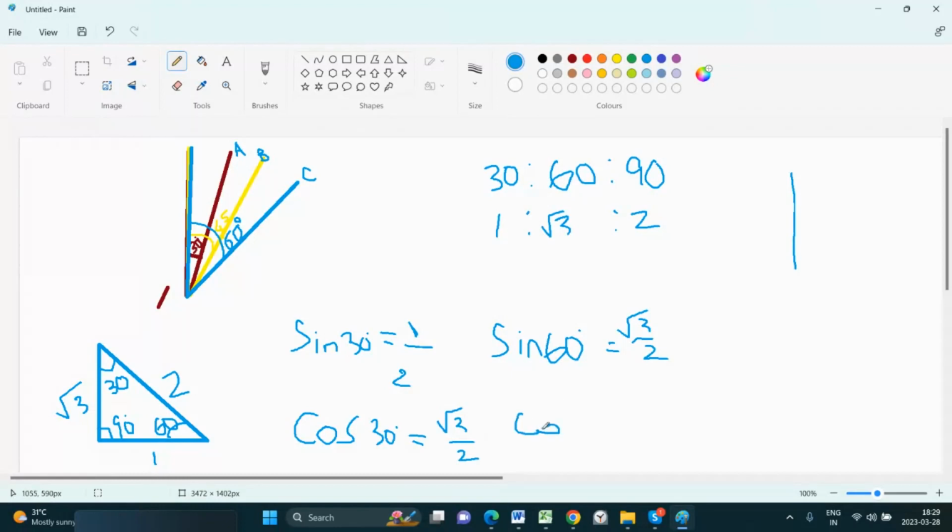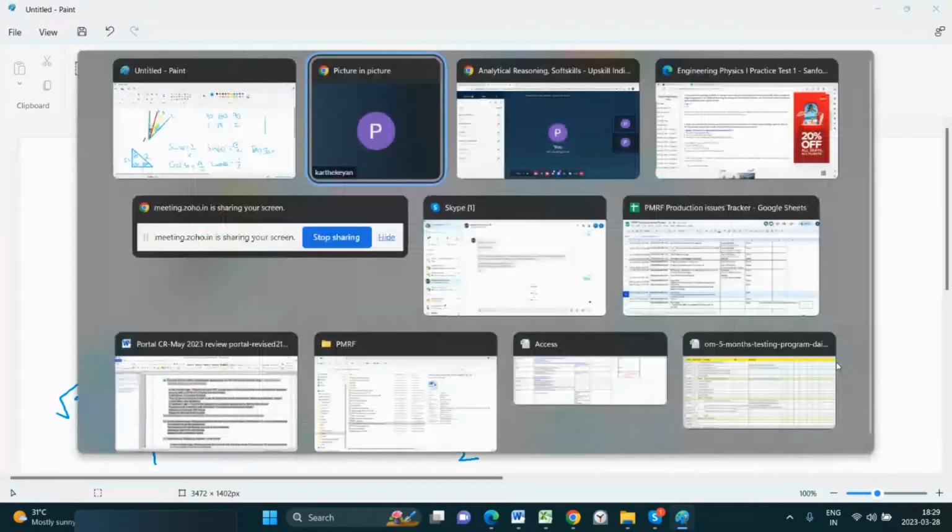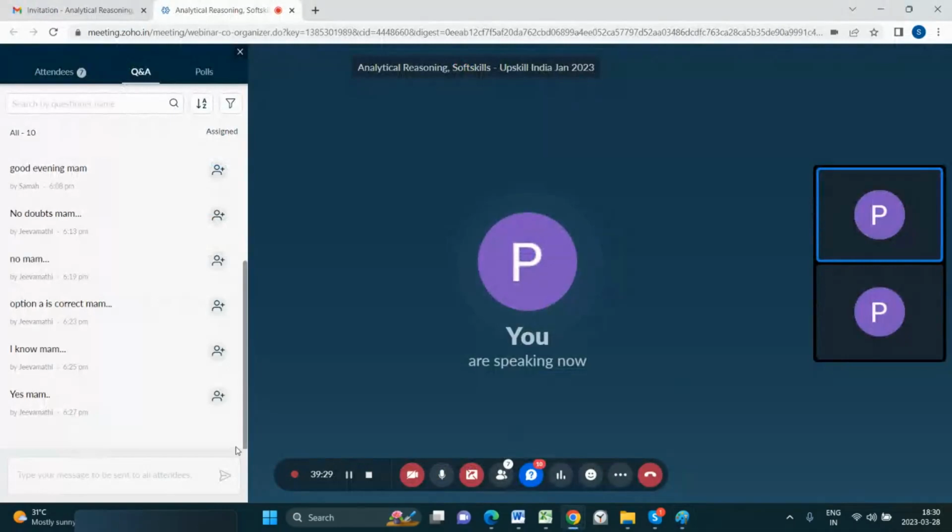Cos 60. See, this is all application of mathematics. இதை எதுக்காக யூஸ் பண்ணாங்க? அந்த trigonometry applications in physics. 1 by 2, adjacent side by hypotenuse. What is tan 30? Tan 30 என்ன? What is tan 30?